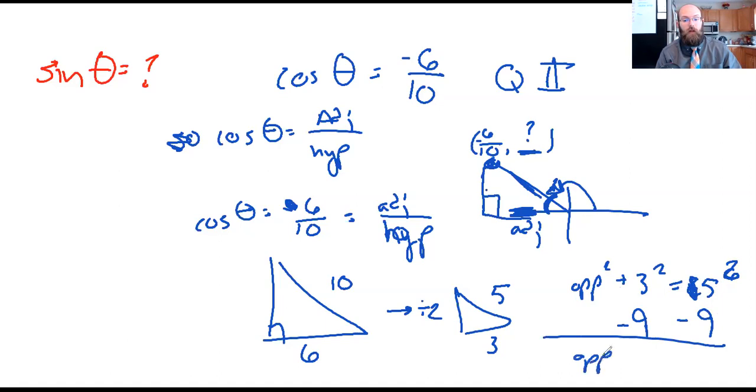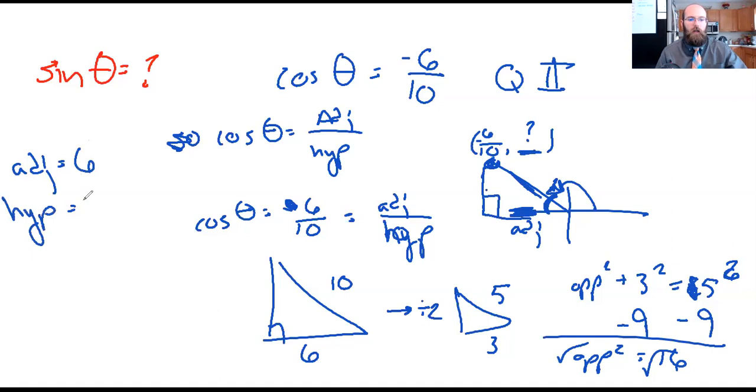So opposite side squared equals 16. What's my opposite side? Yeah, you're right, 16, right? Because I square root both of these. So I know that my adjacent is 6. I know that my hypotenuse is 10. And I know my opposite, we found here to be 4.